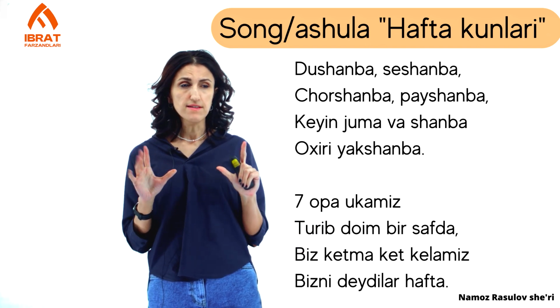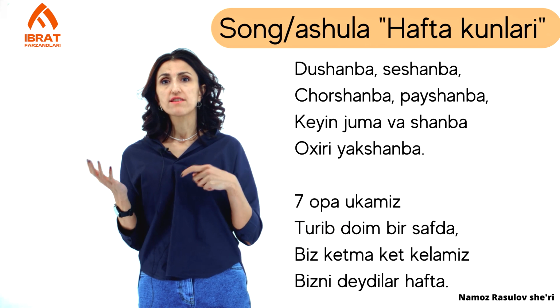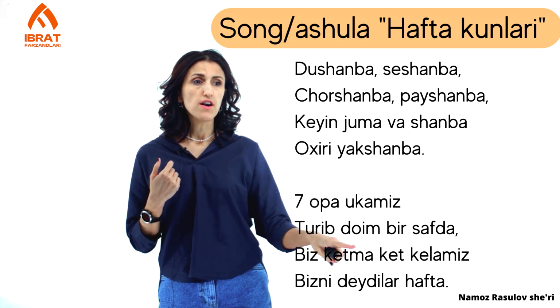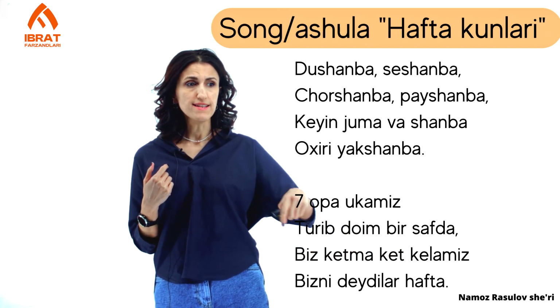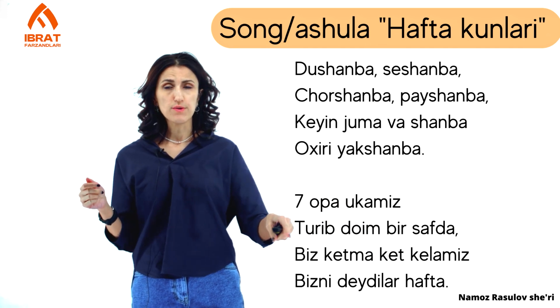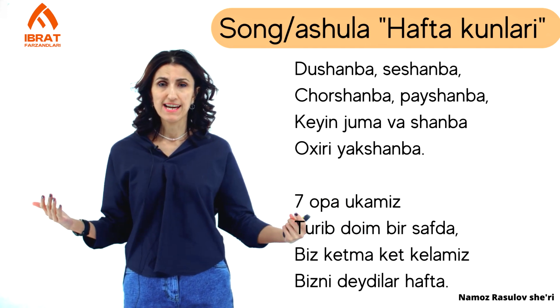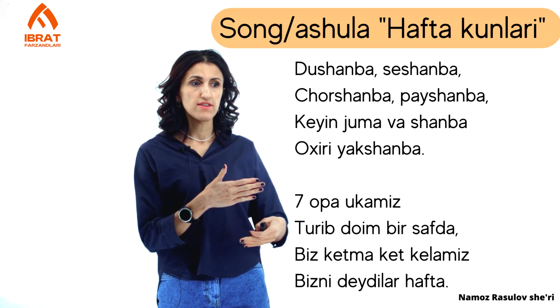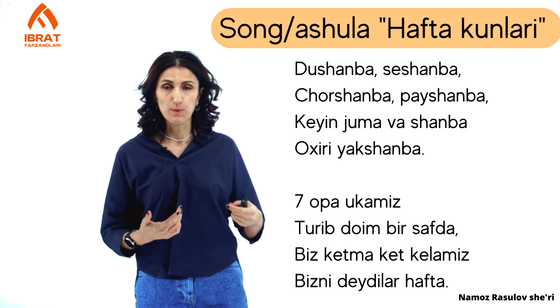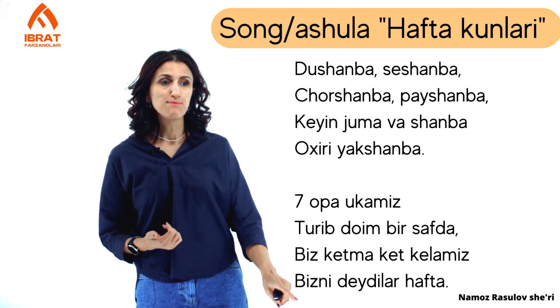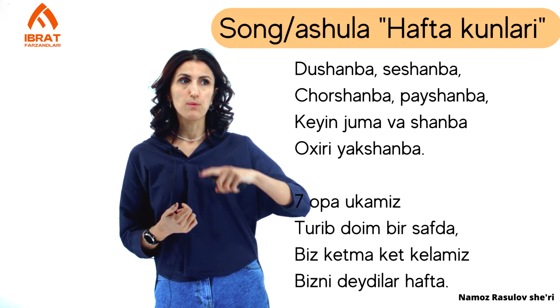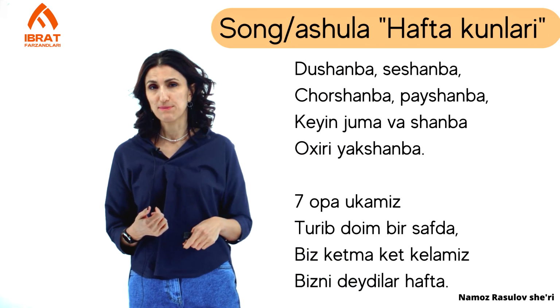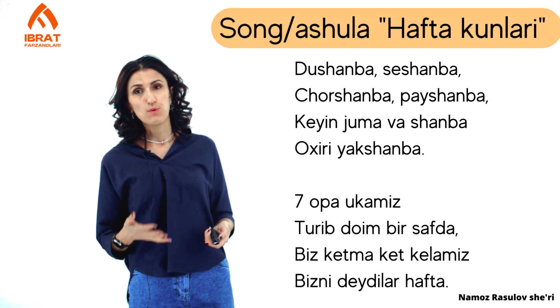Yetti, 7. Opa-ukamiz, brothers and sisters. Turib doim bir safda. Bir is one, saf is line. Turib means standing in one line. Biz, we. Ketma-ket, one after another. Kelamiz, we come one after another. Bizni deydilar hafta. We are called hafta, which means week.